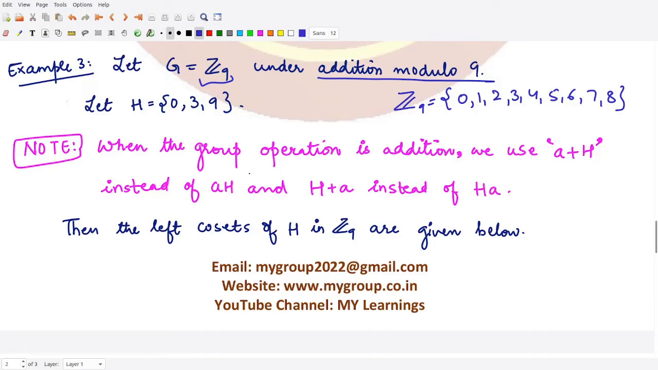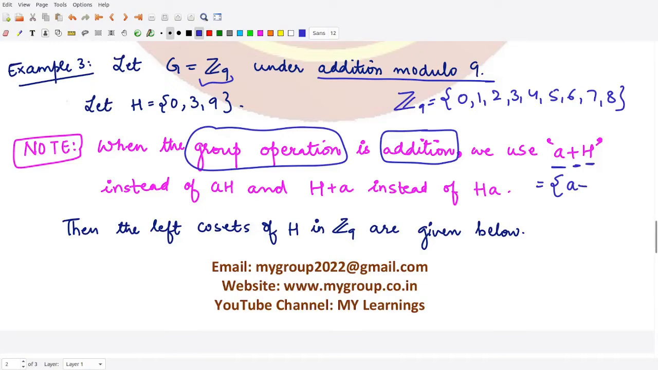So when we have the group operation as addition, our coset would become a plus H. The left coset would become a plus H, and the elements are obtained as a plus h, such that this small h is taken from the group capital H. The right coset becomes H plus a. This is the name of the set, and it would contain all the elements of this kind, small h plus a, such that h is taken from the subgroup capital H.